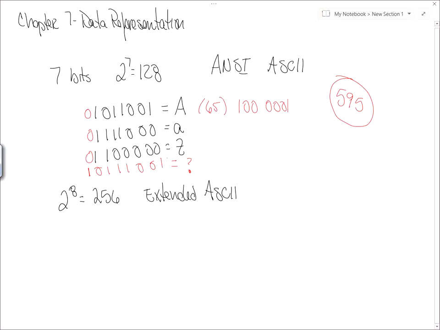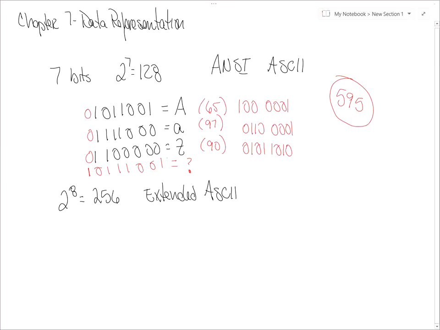So a lowercase a is actually a decimal 97, and that value is going to be 01100001. And just for the last one, we will do the capital letter Z, which is the decimal value 90, and that represents a 01011010. So these are the actual bit patterns for each one of those individual characters.